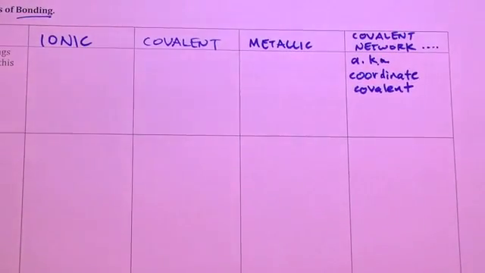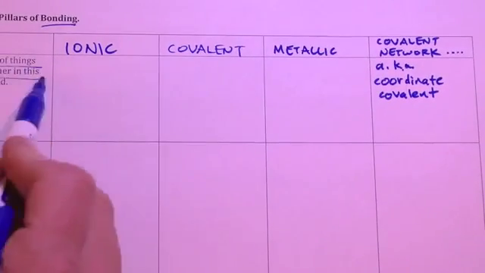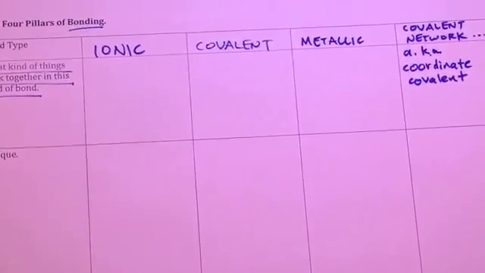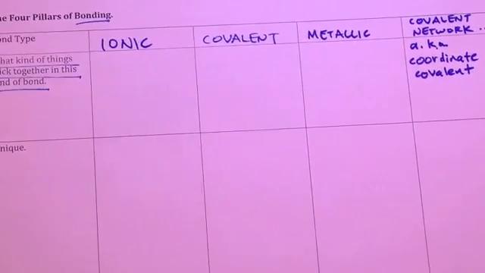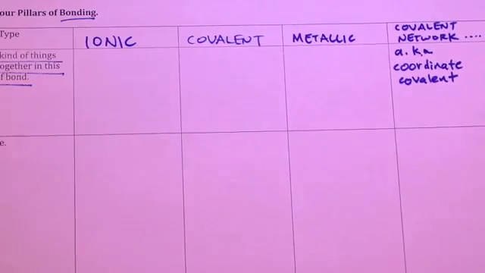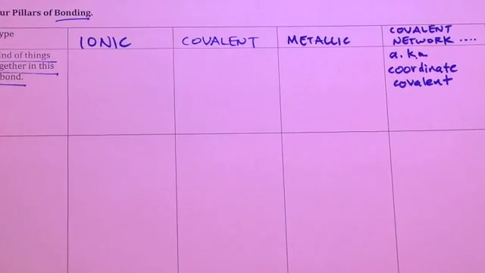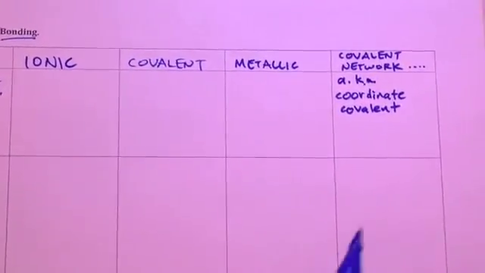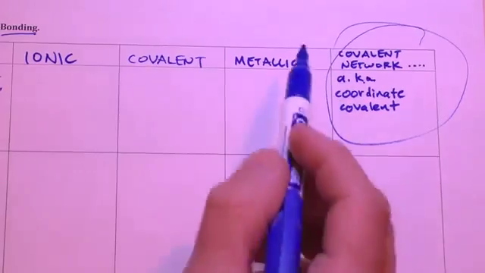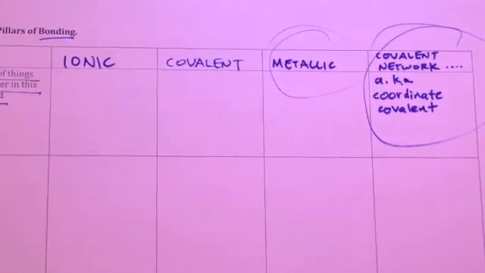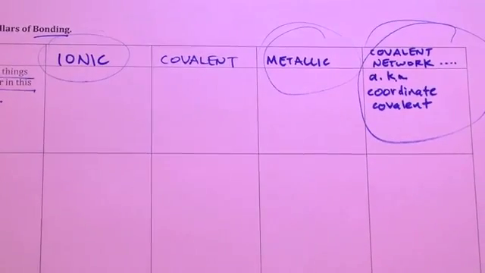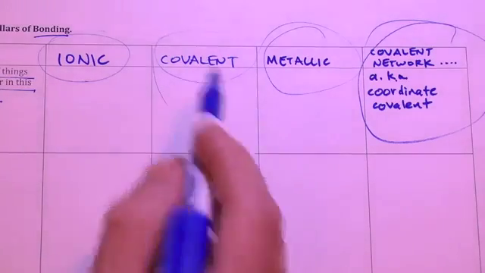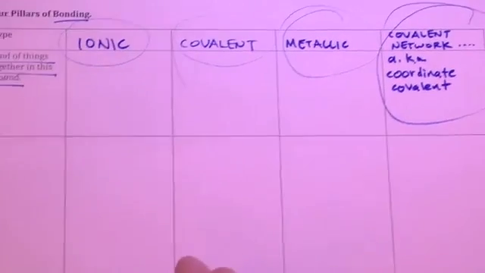Those are the 4 pillars, those are the 4 types, and you need to be able to differentiate between those 4. So I'm going to give you what kinds of things stick together to make this kind of bond. And then we'll give you a couple of examples of each. And then we're going to go deep in depth into each type. In this chapter, when I say deep in depth, I really only mean one of these types. We'll spend probably 1 video cast on ionic, and then we'll spend probably 4 video casts on covalent. So lots of time on covalent bonding in this chapter.